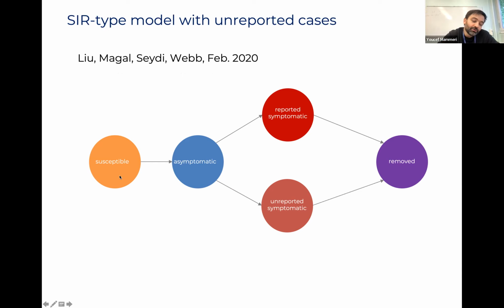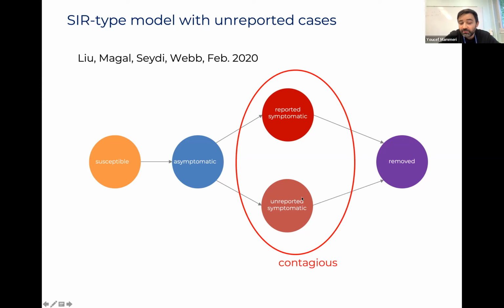So they say, okay, you are susceptible and then you are infected, but you have no symptom in the beginning. And then everybody has symptoms, but some are detected or reported, and some are not. Both of them will recover, but both are contagious. So in their paper, they suppose that this is just a question of being detected or not.